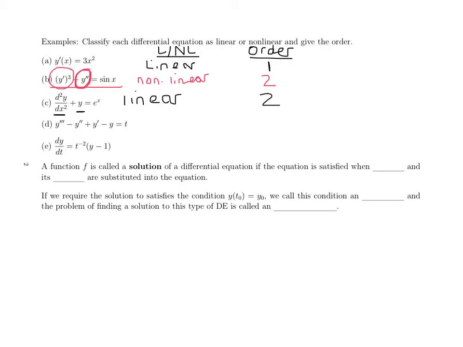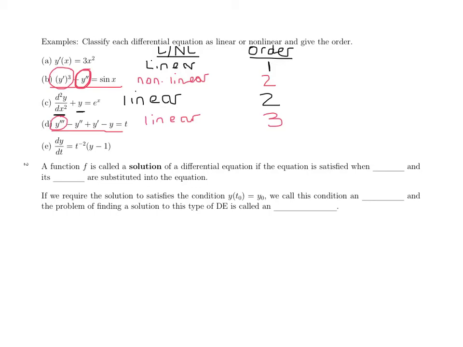The next one we see here is y double prime minus y triple prime minus y double prime plus y prime minus y equals t. And again, that's linear. There's no strange things happening with the derivatives. The derivatives are not raised to exponents or anything like that. We just have straight derivatives. And if we look at this, the order of this guy is going to be 3 because that is the largest derivative that we take in terms of order.